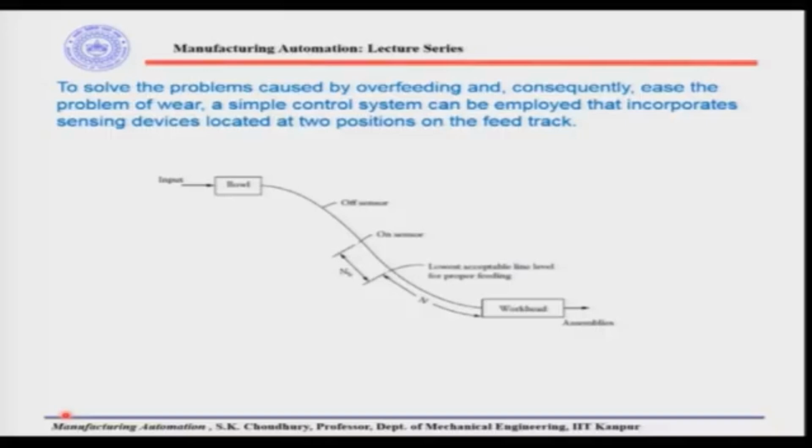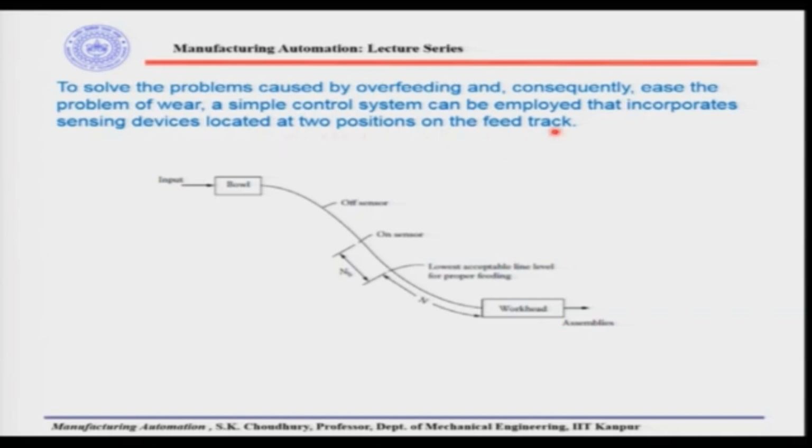Now, in that case, if the feed track becomes filled up, then the parts cannot actually go to the assembly machine and they cannot be stacked inside the feed track, and then they can clog the exit of the bowl feeder. So, then we discussed that we have to ensure that this does not happen. We have to solve the problem caused by overfeeding, where a simple control system can be employed that incorporates sensing devices located at two positions on the feed track.